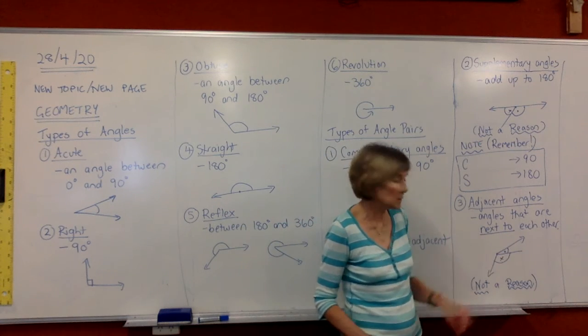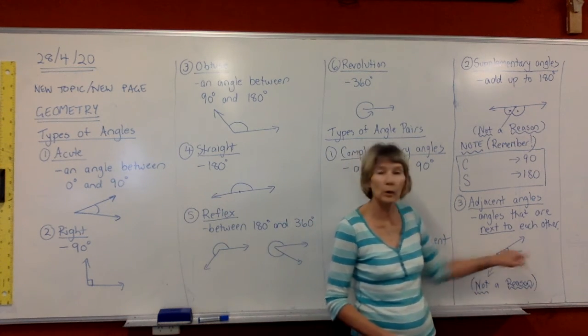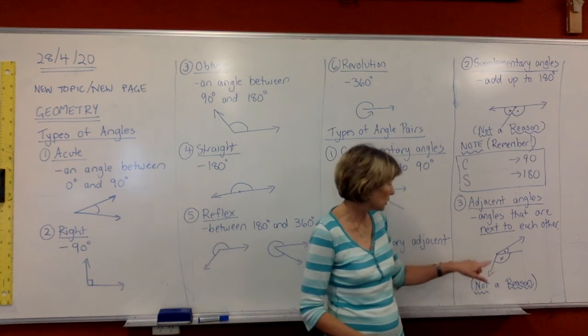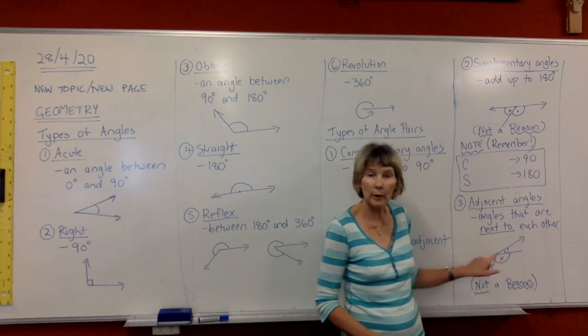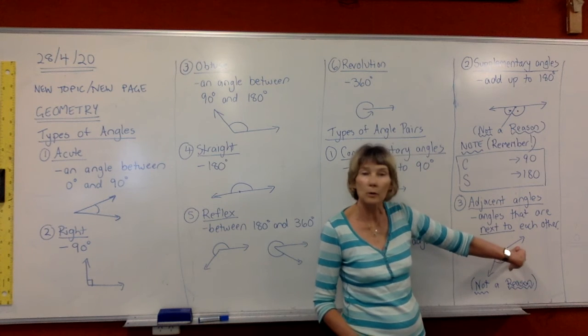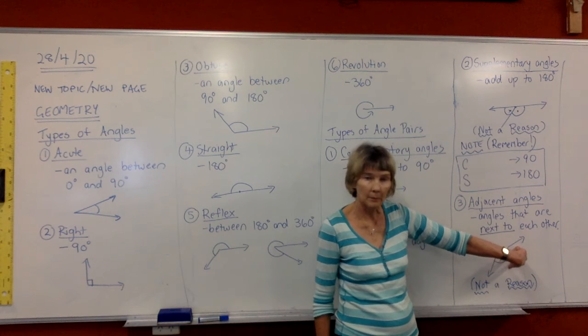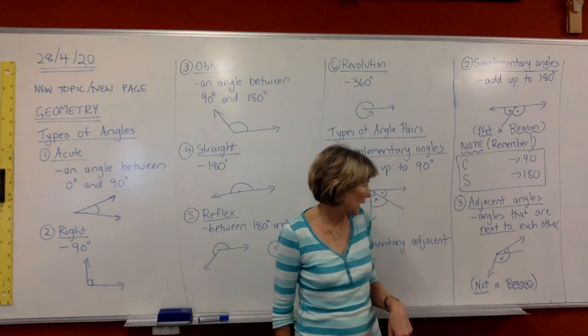This is the common fence. We call it a ray or an arm when we're looking at angles. That's our common ray or our common arm, and these two angles are next to each other. Okay, so they are adjacent angles.